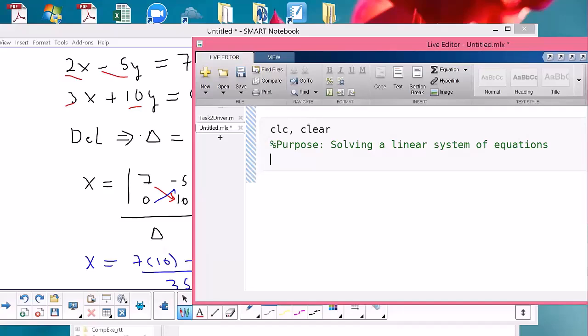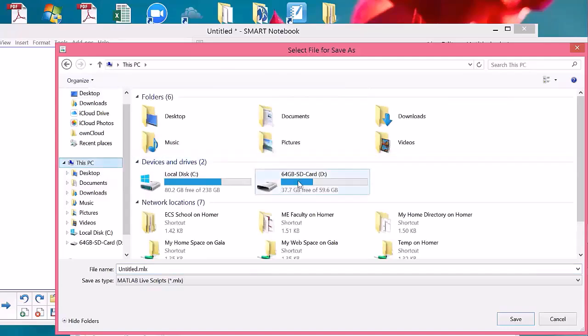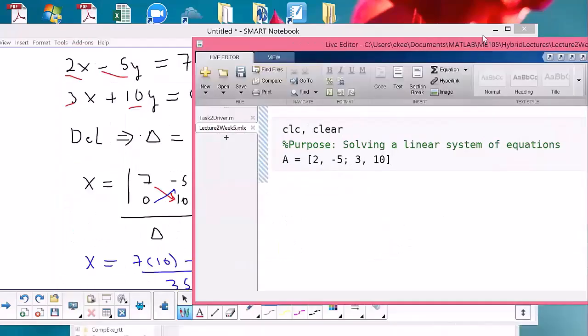Suppose I said now A equals my matrix of coefficients. So A equals, for me it's 2, minus 5. I'll separate this by commas so it stands out. Semicolon. I have a 3 and a 10. And let me just do a save as.